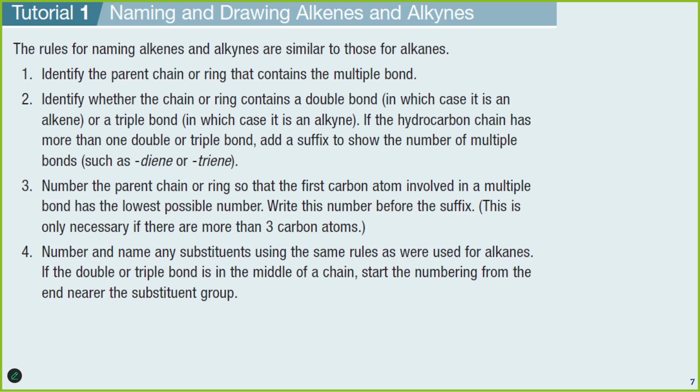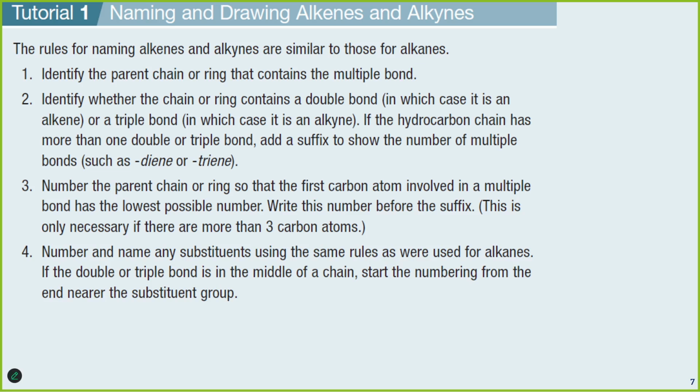The rules for naming alkenes and alkynes are similar to those for alkanes. The first step is to identify the parent chain or ring that contains the multiple bonds. Number 2 is to identify whether the chain or ring contains a double bond, in which case it's an alkene, or a triple bond, in which case it's an alkyne. If the hydrocarbon chain has more than one double or triple bond, add a suffix to show the number of multiple bonds, such as diene or triene.